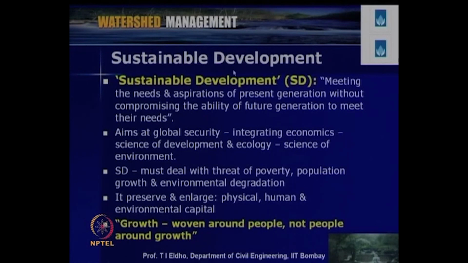Finally, in sustainable development, we are always looking at the growth happening at the watershed scale, or within the country or within the state. The growth should be woven around the people. It is not that the people are around the growth. We should always look into this aspect. Sustainable development should be in such a way that we go for development or growth for the people, and it should be woven around the people, not just that we construct some structures or do something and then people should be around that growth. That is the fundamental principle of sustainable development.